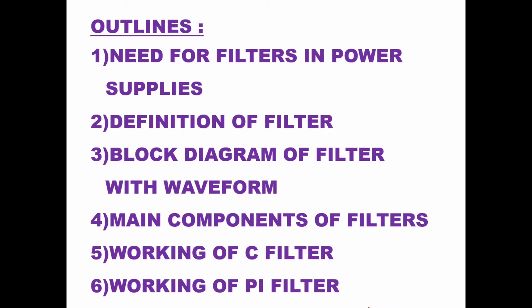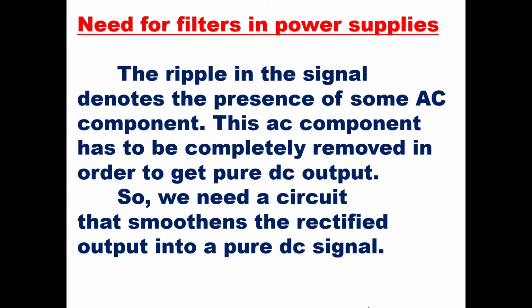Now, the first point: why do we need filters in power supplies? The need has come because of the ripple in the signal. Ripple means the AC component in the output of the rectifier. The output of a rectifier, generally we say it is DC, but there will be some AC component present in it. That AC component is called ripple. This AC component has to be completely removed in order to get a pure DC output.